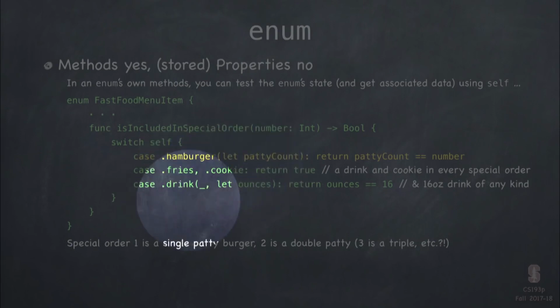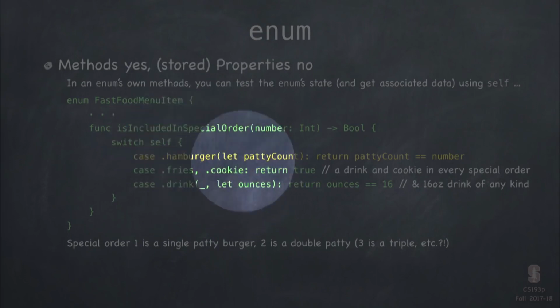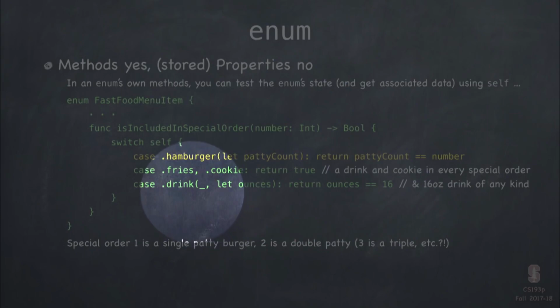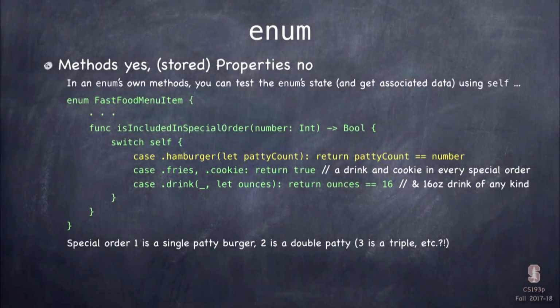Also notice in drink, I'm getting the number of ounces in a drink, but evidently in a special order, you can have any drink that's 16 ounces. So I don't care what kind of drink it is. I don't care about that brand. So I use the universal I-don't-care symbol in Swift, which is underbar. Remember we used underbar when we didn't care what the external name in touch card was. We used it in a for loop when we didn't care what the identifier was anymore in Concentration. So we can use it here as well.